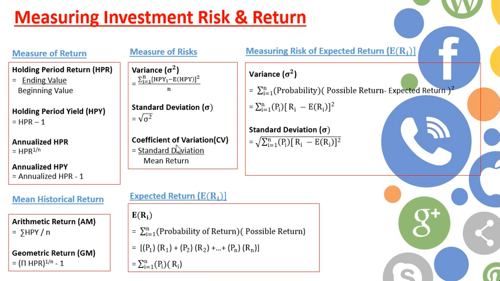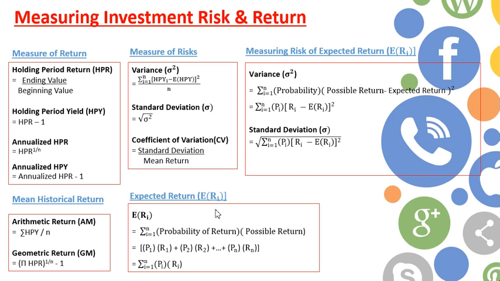Coefficient of variation is a measure of risk per unit of return. It is calculated by taking standard deviation divided by return. Most of the time, coefficient of variation allows you to compare 2 investments. The higher the coefficient of variation, the higher the risk. Likewise for variance and standard deviation, the higher the amount, the higher the risk. We will proceed to look at the expected return.